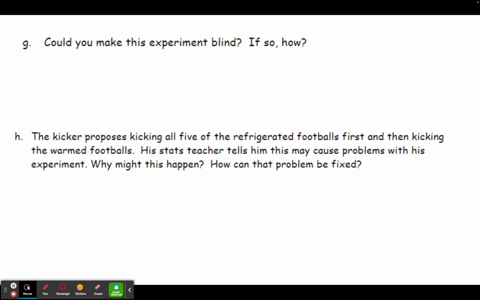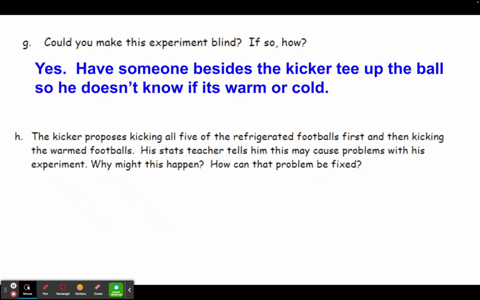Now, as far as making this experiment blind, this one I think you actually could make blind, because if someone besides the kicker tees up the football, he's not going to know whether the football is warm or cold. So they would be just approaching the football and kicking it without knowing if it's warm or cold. So this one would be one that we could make blind.